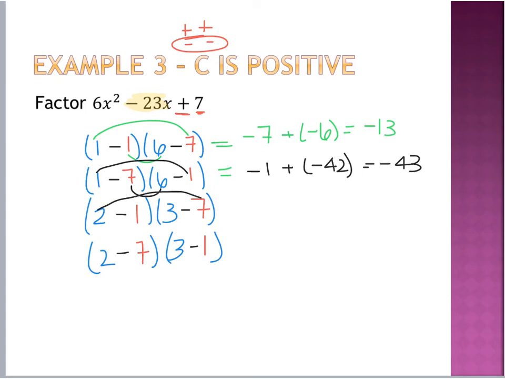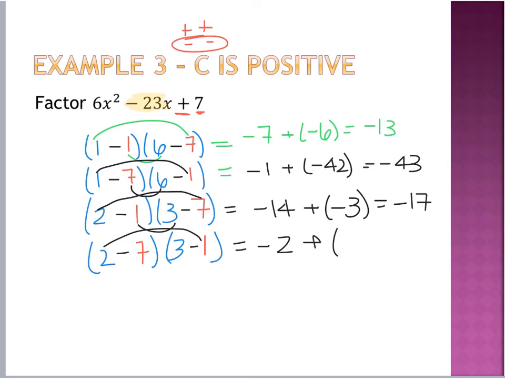For this set of factors, I have 2 times a negative 7, which gives me a negative 14, plus negative 1 times 3, which is a negative 3. So here I end up with a negative 17. And for my bottom factors, I have 2 times a negative 1, which gives me a negative 2, plus negative 7 times positive 3, sorry, which is a negative 21. So this here will give me a negative 23.